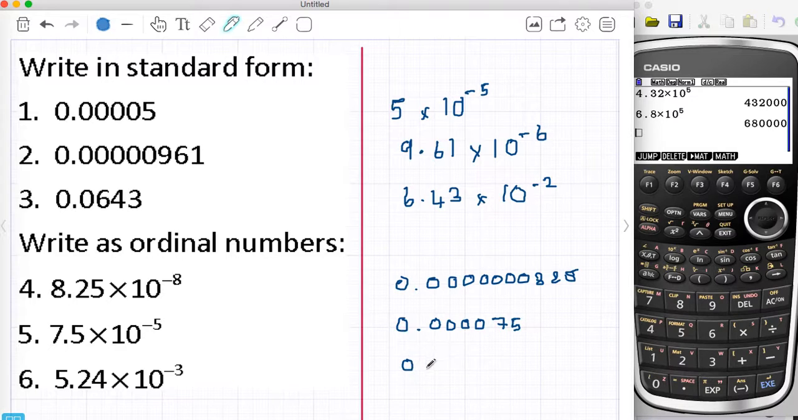And the next one, 1, 2, 3. The 3 there, 524. Very straightforward. And this is how we use standard form or scientific notation with very small numbers.